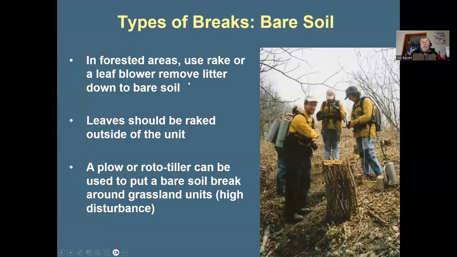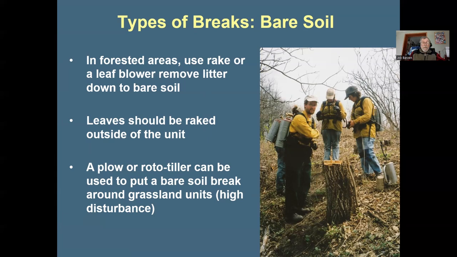Bare soil breaks, or inert breaks, are anything you can scratch in with a fire rake, you can scratch in with a leaf rake, you can use a bulldozer, you can use existing roads, but basically anything where you can use a leaf blower, anything that exposes bare mineral soil can be used. Again, leaves should be raked or moved outside of the unit, not piled up on the inside of the unit.